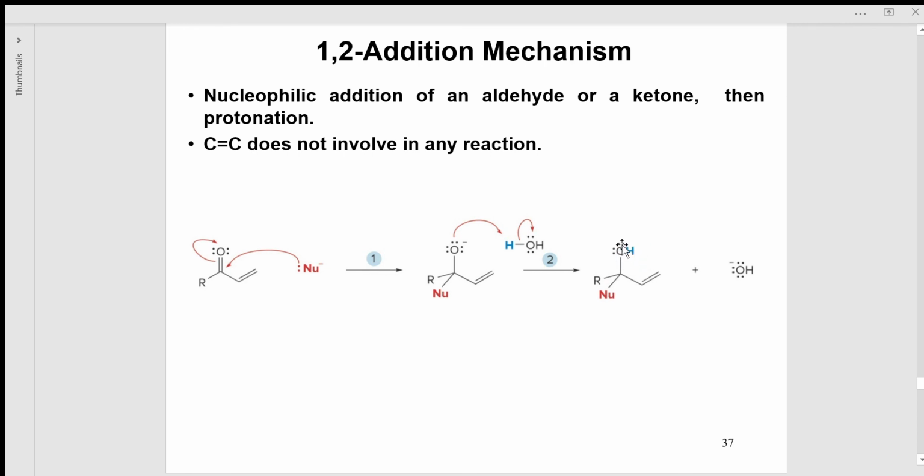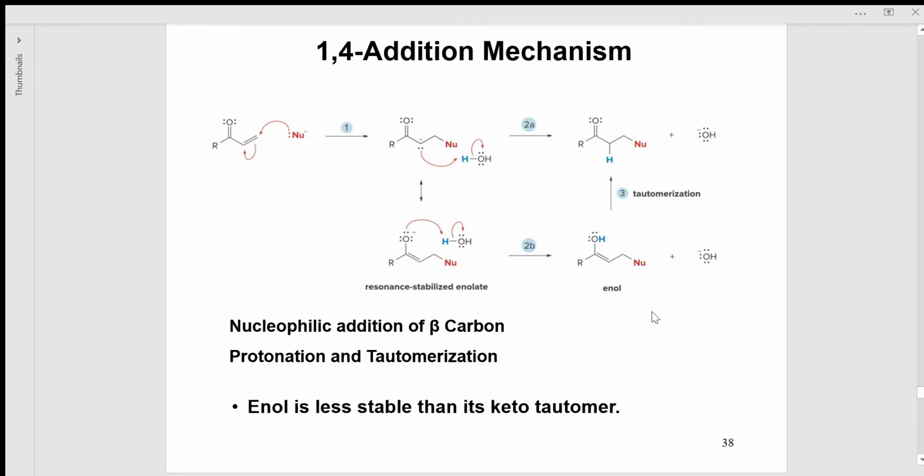A hydrogen is added to the number 1 atom. This is the 1,2 product. And let's take a look at 1,4 addition. Why do we call it 1,4 addition, not a 3,4 addition reaction?